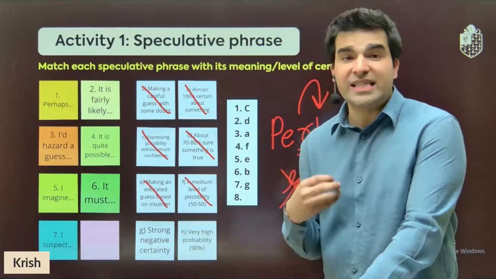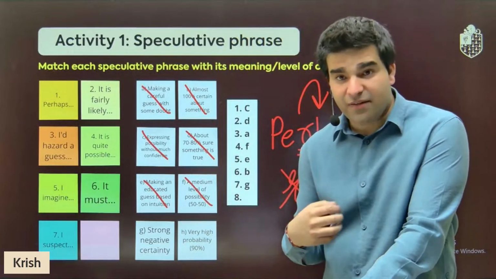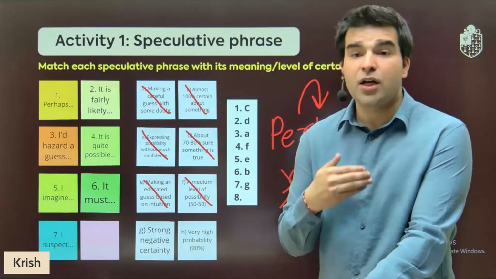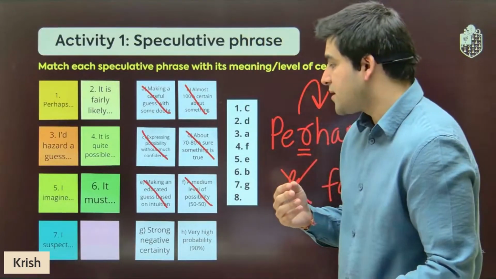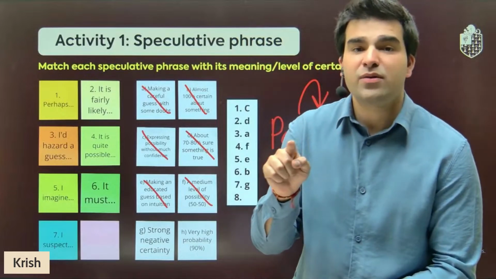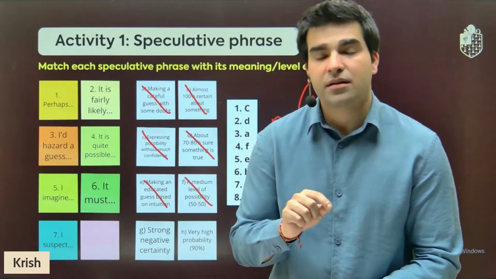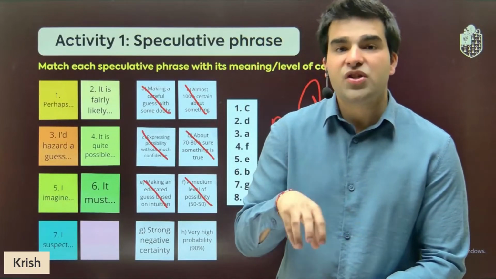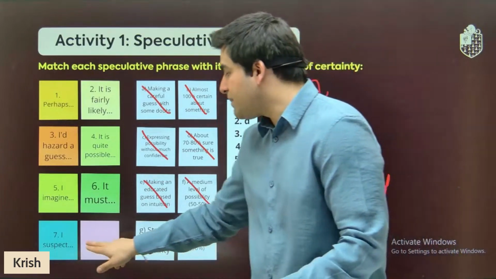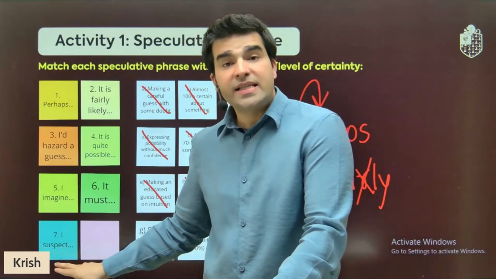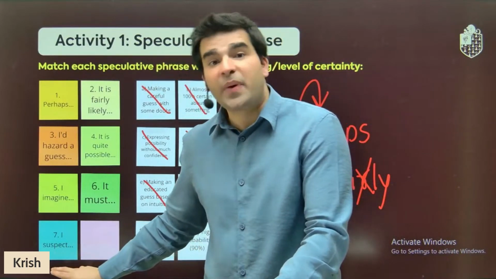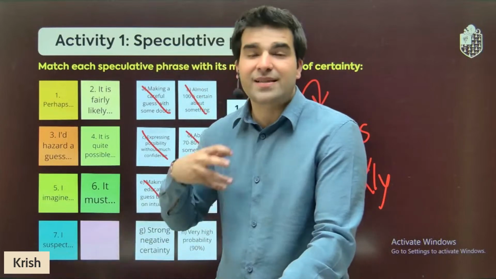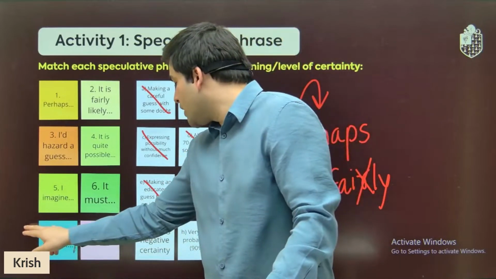You're basically suggesting strong negative certainty. Once again, strong negative certainty. And a lot of people mispronounce this word and they say, I suspect, not sus. You put the stress on the last part, which is the pect part. So you say, I suspect. Suspect. So pect takes the most stress in the word.